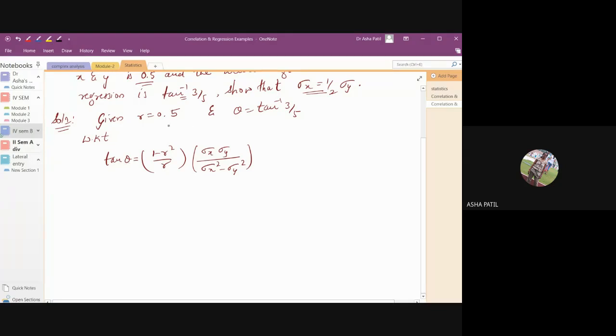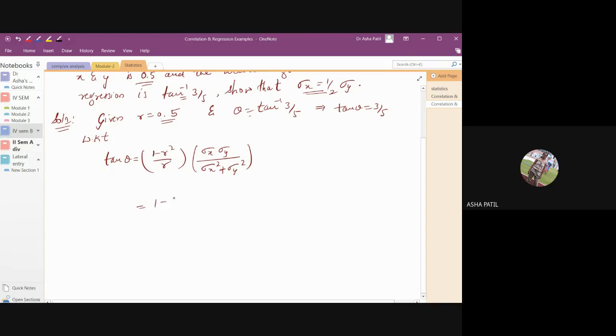Okay, now let us substitute the values of r as 0.5. Now what does this imply? If theta is tan inverse 3/5, this implies tan theta is equal to 3/5. Ma'am, that is sigma x square plus, no? Yes, that is plus. Thank you. It is sigma x square plus sigma y square. Okay, so let us substitute the values.